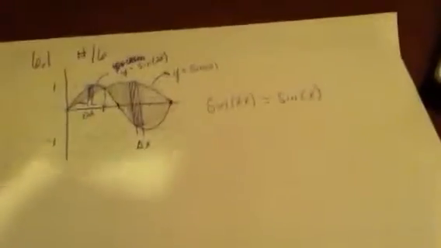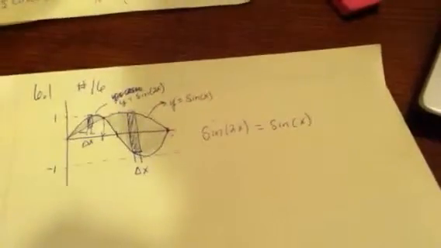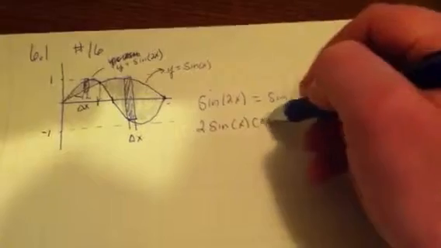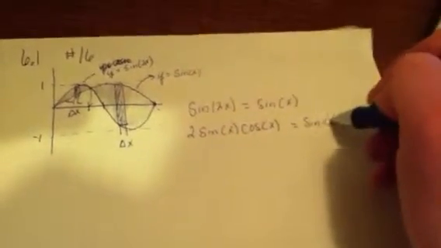Now, algebraically speaking, I don't really know how to solve this unless I switch the sine of 2x using one of those double angle theorems or identities. And you can look in the front of your calculus book or the back of your calculus book, depending on which one you have, for those identities. And so I looked it up, and the sine of 2x is 2 sine x times the cosine of x. And that's going to equal the sine of x.